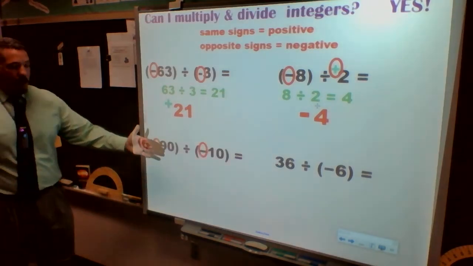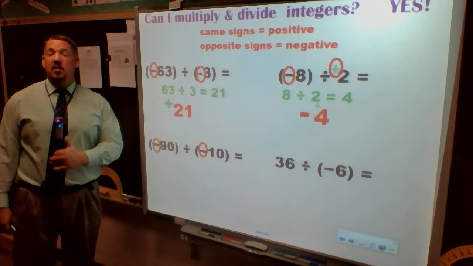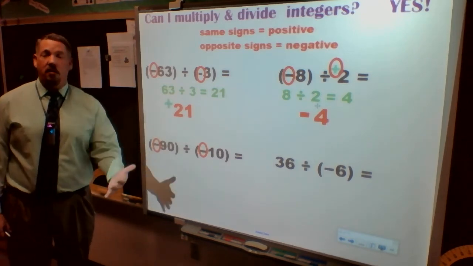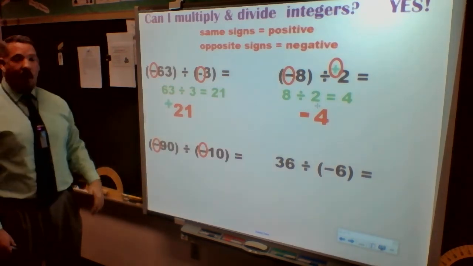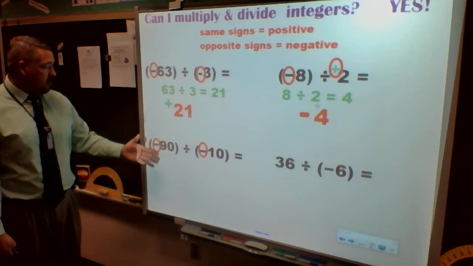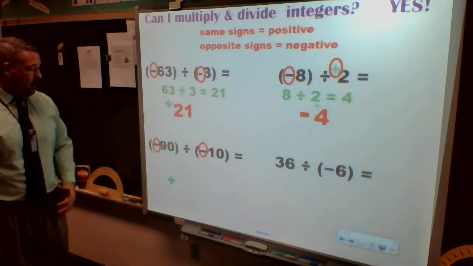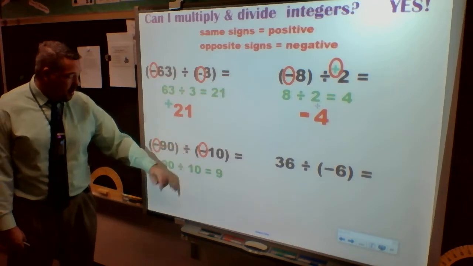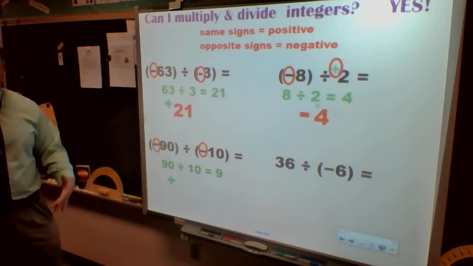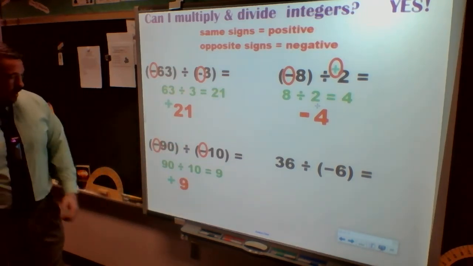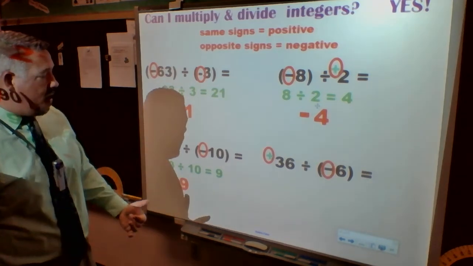Negative 90 divided by negative 10. Same signs in addition or multiplication and division tells me my answer has to be positive. So I have 90 divided by 10 as my math work, and 90 divided by 10 tells me that answer is a positive 9.